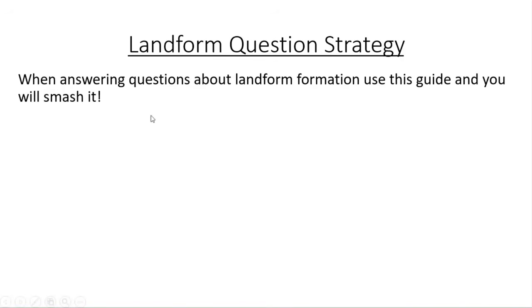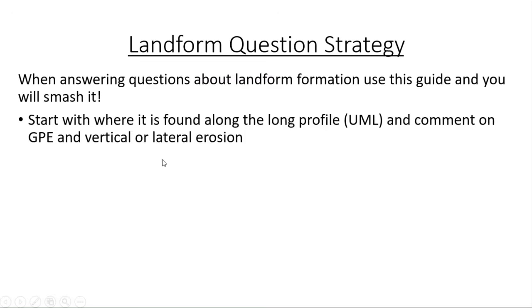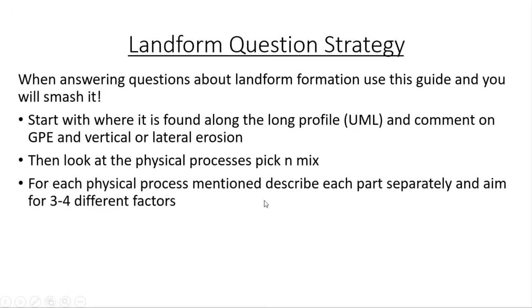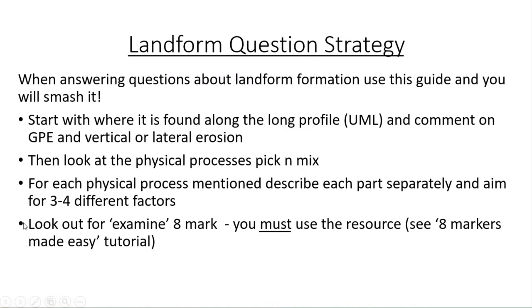The strategy you want to use here then to answer this and smash these questions is start with where it's found along the profile, upper, middle, lower, and comment on the gravitational potential energy, vertical or lateral erosion. Look at the physical processes, pick a mix, and pick as many of those as you think are applicable. So 3 or 4 different factors is fine. And again, they have asked 8-mark examine questions about this, but you'll find those in that 8 markers made easy tutorial to practice on if you wish.